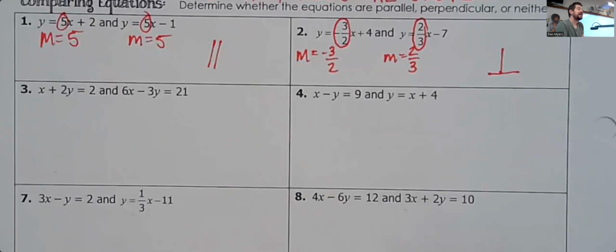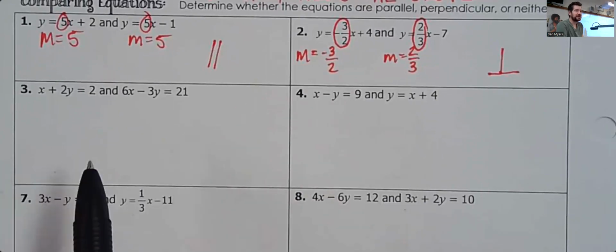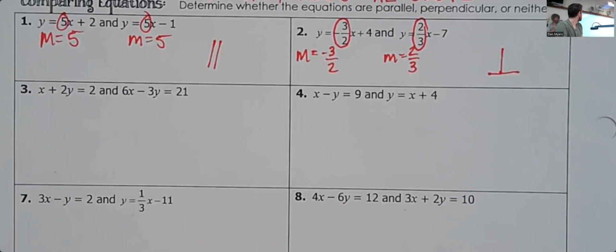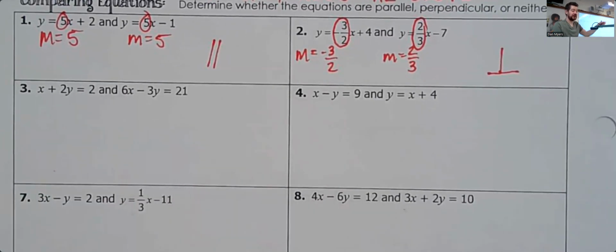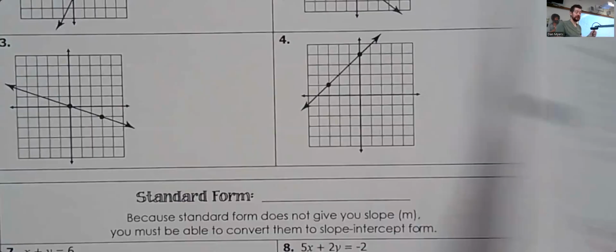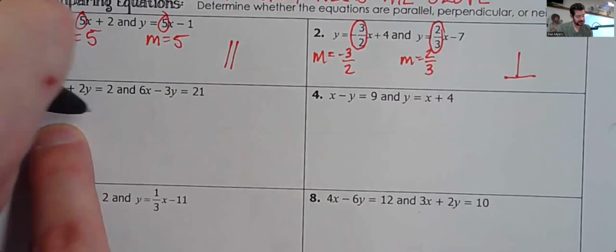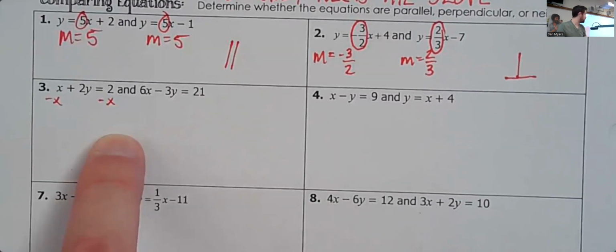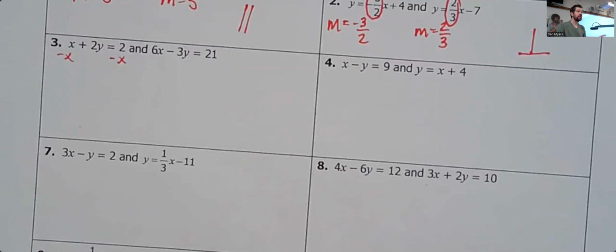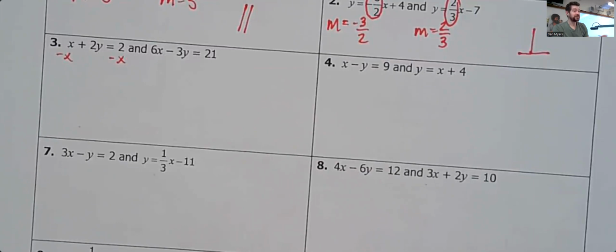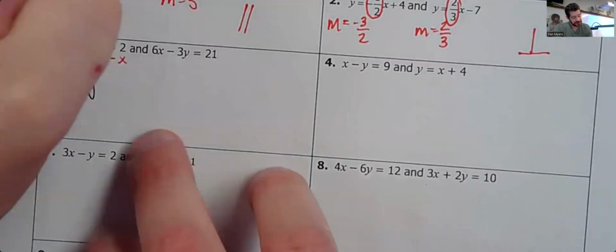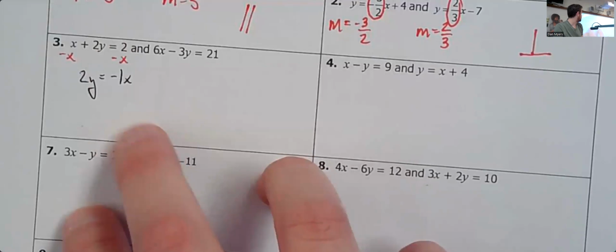Now, number 3. What's different about number 3 than both 1 and 2? They're both in standard form, yeah. So we have to do on number 3 to both equations what we did on the equations from problems 7 through 12. So on number 3, we have to first subtract x from both sides. So we got a little bit of algebra that needs to happen here. If y is not by itself, we do not know what the slope is yet. We have to get y by itself, which is why we did what we did on the front side. So we're going to get 2y equals negative 1x. I'm going to put a 1 in front of that x, and then plus 2.